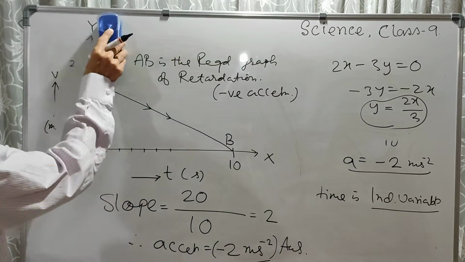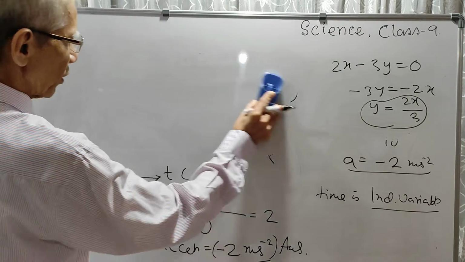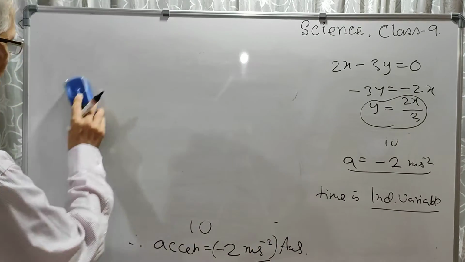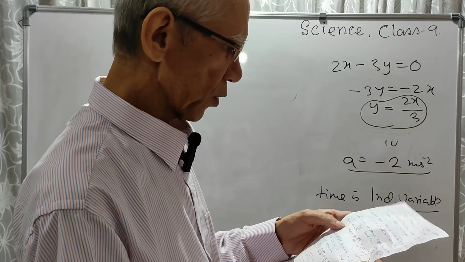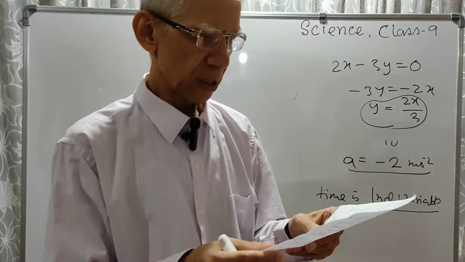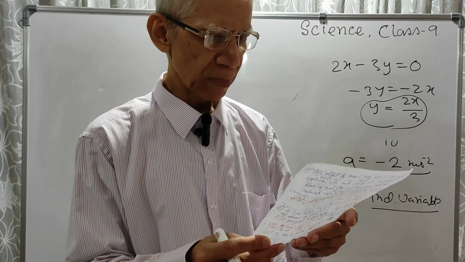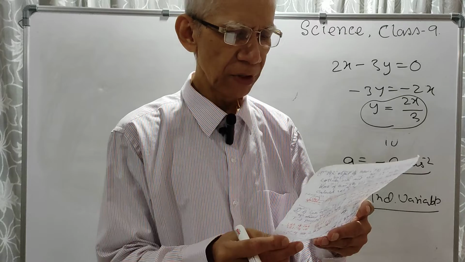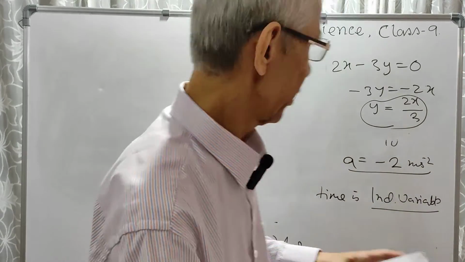All right. So this is from the graph. Okay, now coming to the next question. This is the last one. Two balls A and B of masses m and twice m are moving with velocity twice v and v respectively. Compare their inertia and compare their momentum.